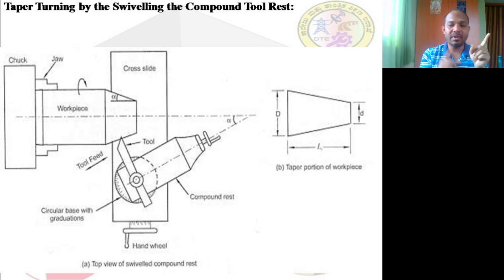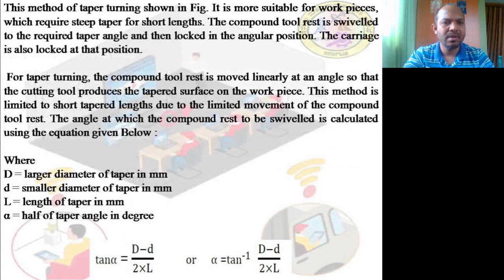And the third thing is, what is the length of tapering you require? Do you want the complete sample to be tapered, or do you want only 2 mm? If the sample is 10 mm, do you want the complete 10 mm to be tapered? Then L will be 10 mm. If you want only the middle 4 mm to be tapered, then the length will be 4 mm. That means in this 4 mm, capital D, small d, and the overall length, these three things will be taken. Okay, now after taking this taper portion of the workpiece, we will go for the calculation of alpha.